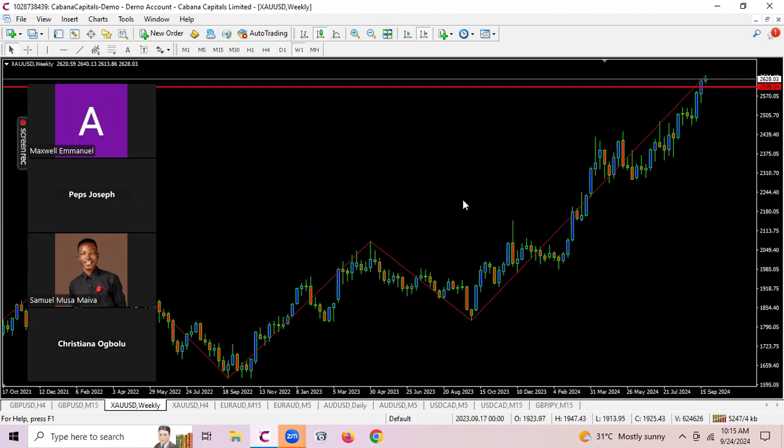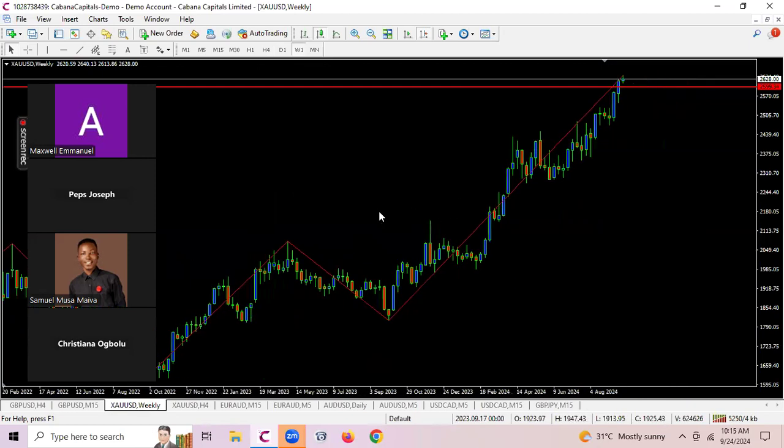Like I told you guys, when you open the chart, the first thing you need to look at is where price is coming from, where it is right now, and where you think it's going to go to. Are you getting me? Those are the 3 things you should look at. Where is price coming from? Where is it at the moment? And where is it likely to head to? Those are the 3 things you should look at when you open your charts.